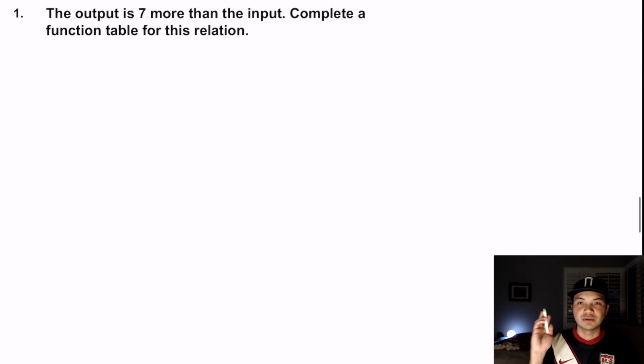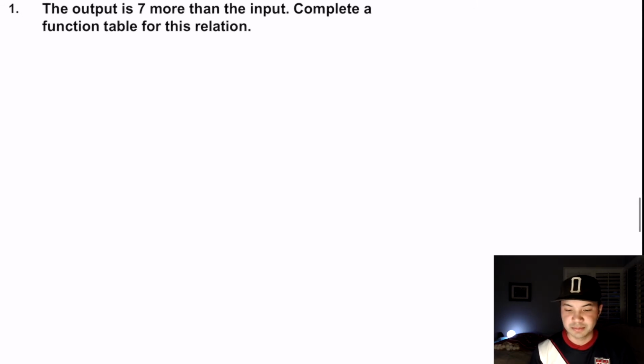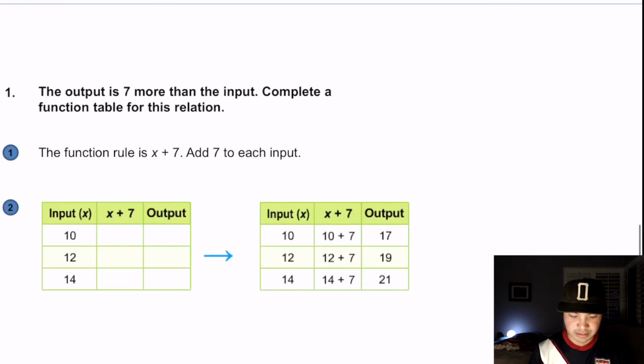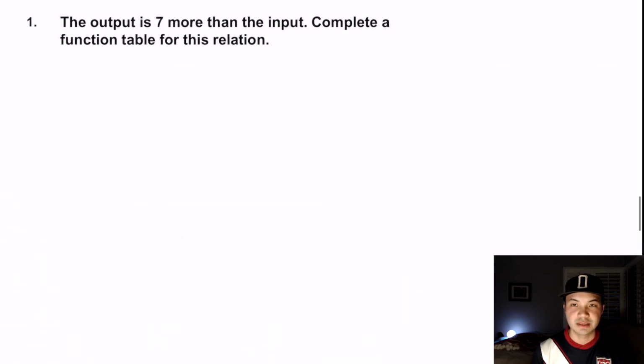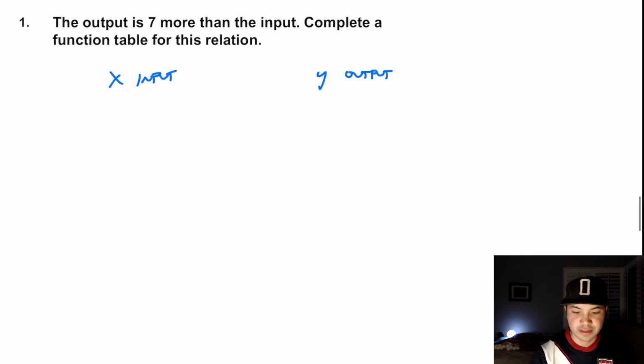Okay, so today we're doing function tables. The output is 7 more than the input. Complete a function table for this relation. So my function table is x is the input, and then y is the output. And you don't always have to do this, but the function is actually 7 more than the input. So that means 7 more than is +7.